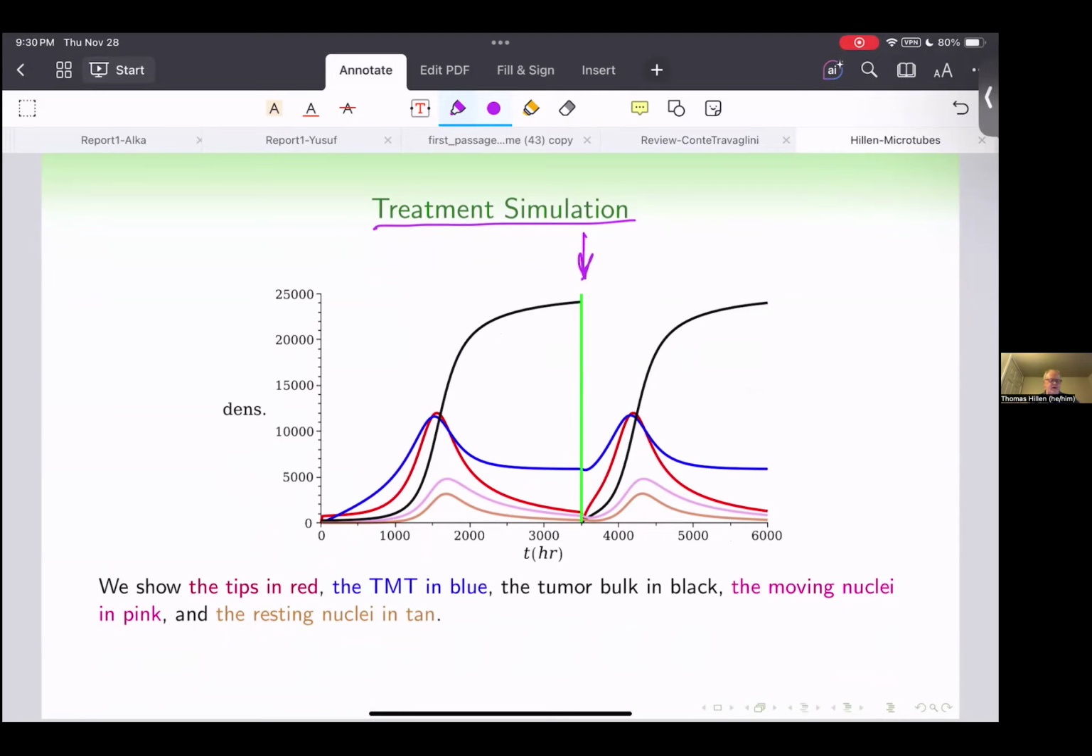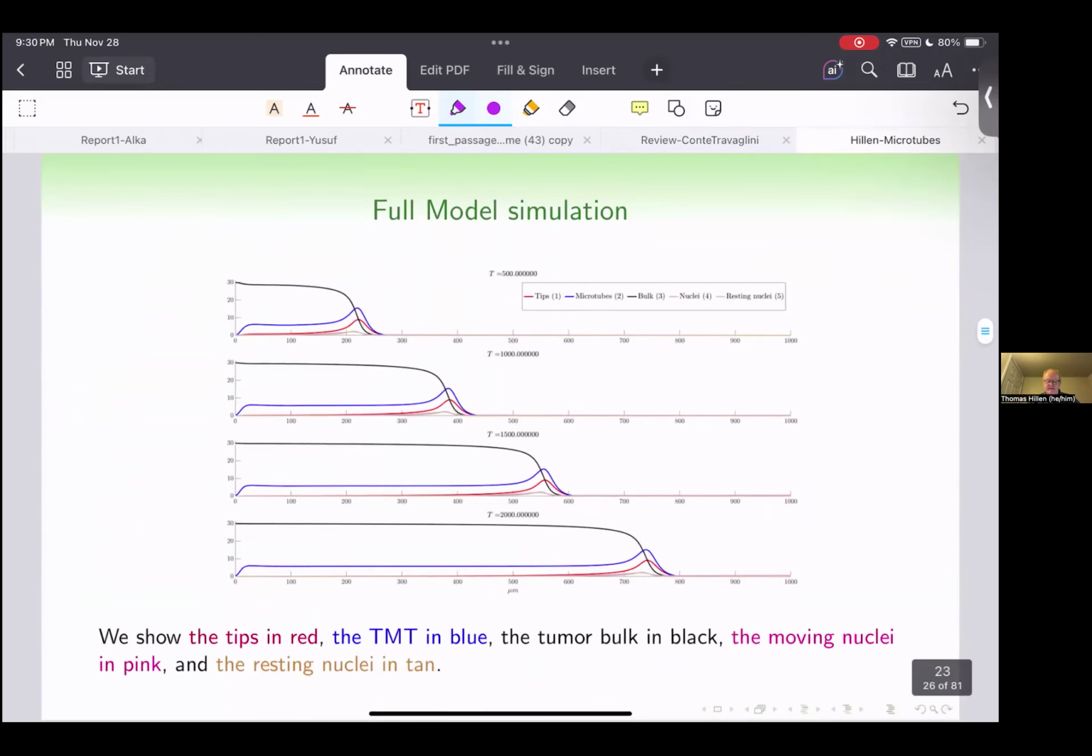And this is already, I think, one of the reasons why treating brain tumors is so difficult, because if you leave the microtubes in the brain, then from there, you can get regrowth of the tumor very, very quickly. Okay. So then back to the spatial case.